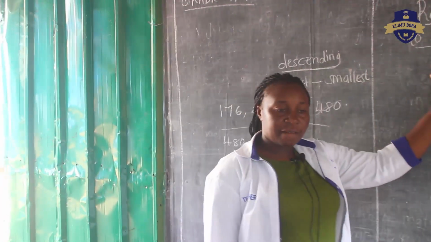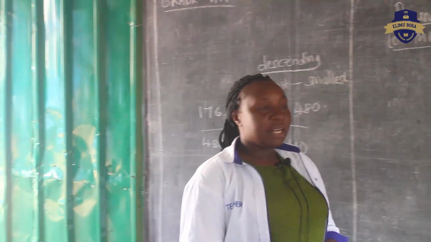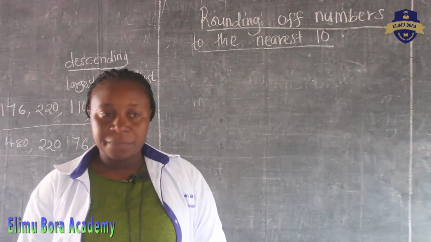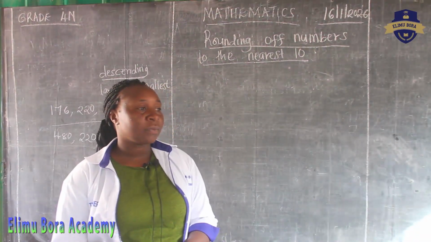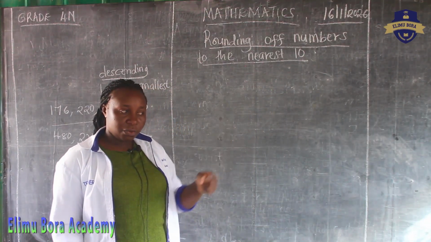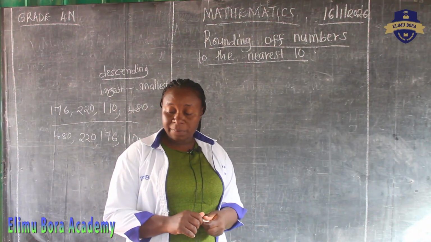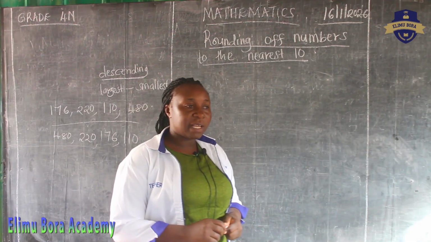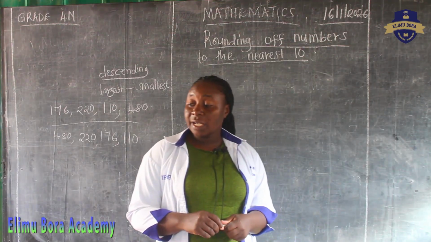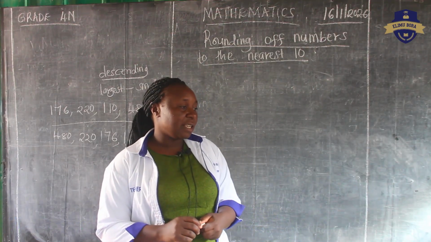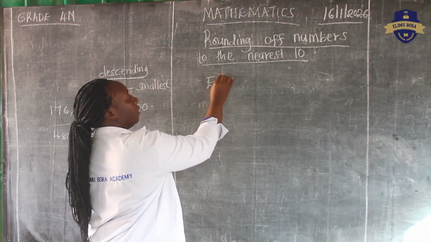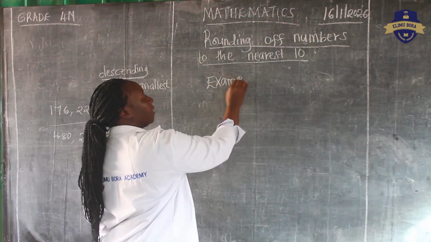Today we want to look at a very different thing known as rounding off numbers. Can you say rounding off numbers? Rounding off numbers. So under rounding off numbers, I had already taught you about the place value. Do you remember the place value? The place value shows the position of a digit in a number. So let us look at this example here. Don't write. We want to look at an example.